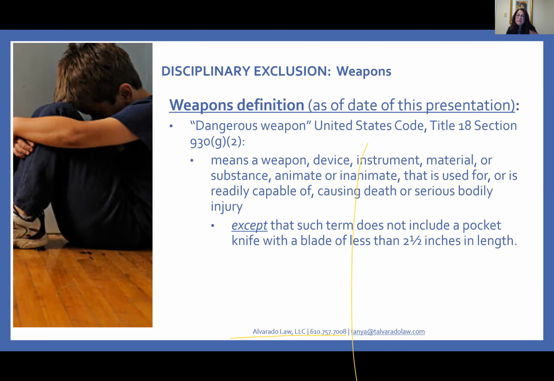I've included here the definition of a weapon. They're actually going back to the US code to identify what a weapon is. But we're talking about a weapon, something very serious and significant, something that can be used, whether it's animate or inanimate. I was thinking snakes when I read that, but if it's used and readily capable of causing death or serious bodily injury, we're going to get to that in just a second.